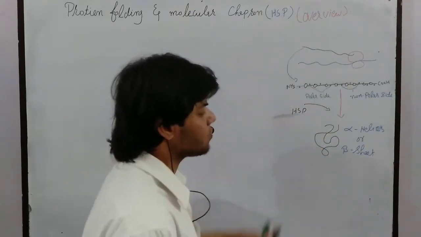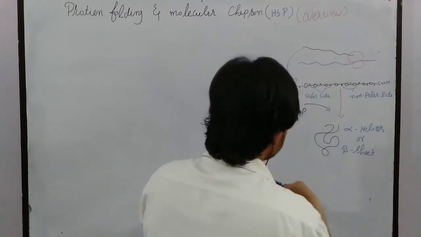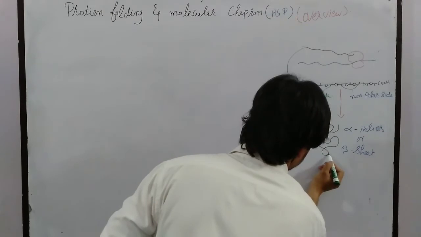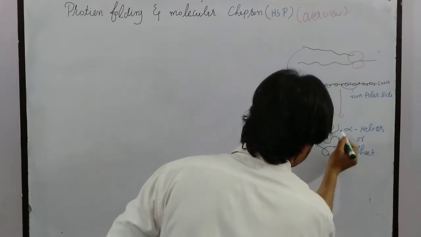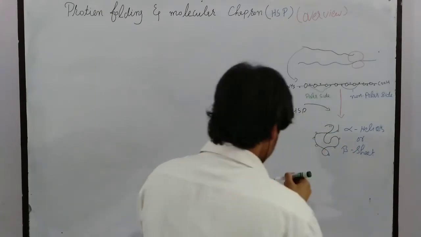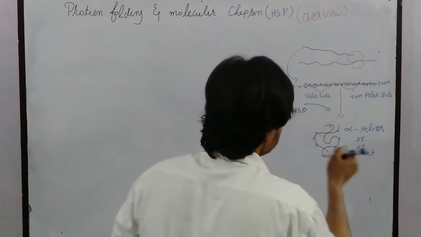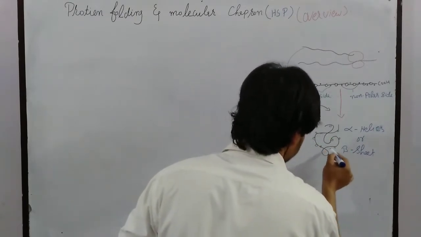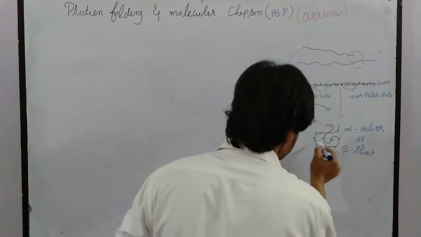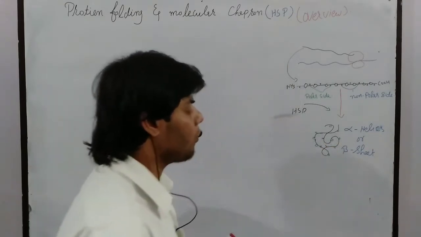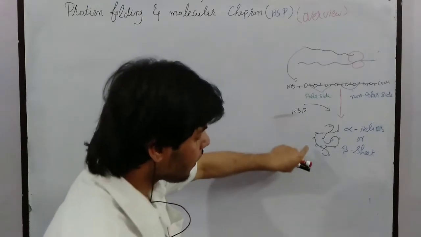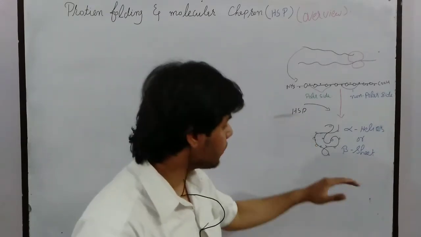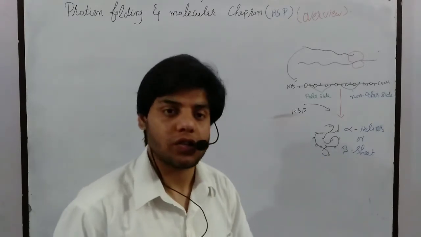So this is how the structure of the protein looks. As we can see, these are the polar side, which is present outside, and these are the non-polar side, which is present inside. So this is the folded form of the protein. Now this protein is functional, and it can perform its function.